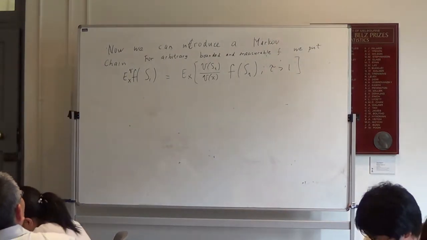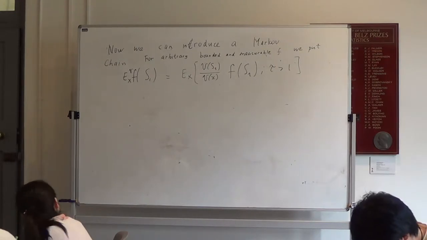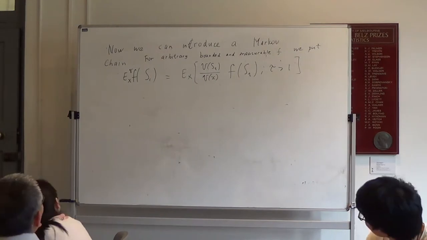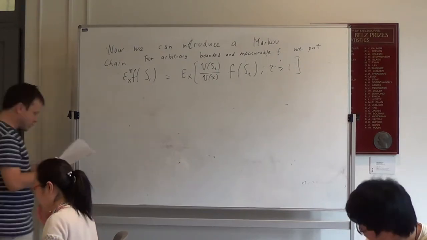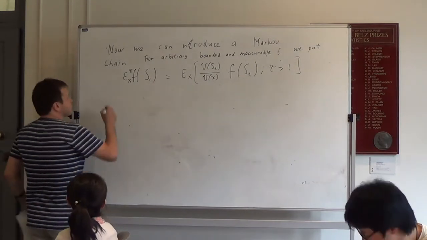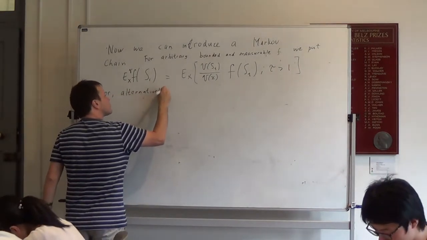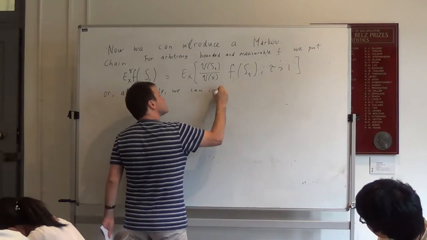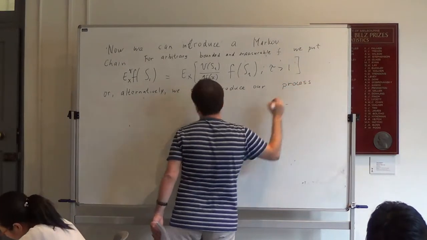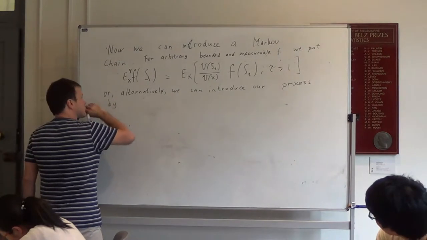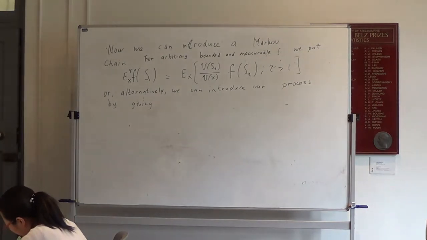Okay, so you can either specify the one-dimensional transition probability and then construct your Markov chain, or you can also specify finite dimensional distributions. Let me see how you can do it. Alternatively, we can introduce our process by giving... Sorry, what is the new Markov chain here?